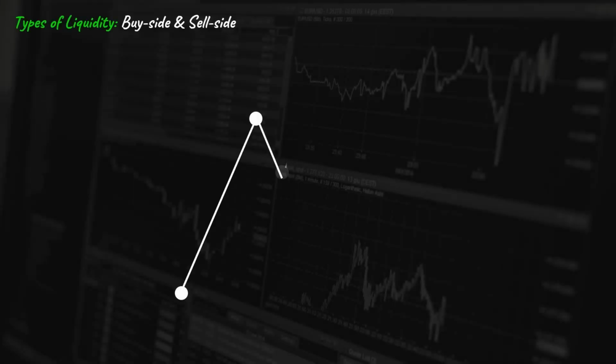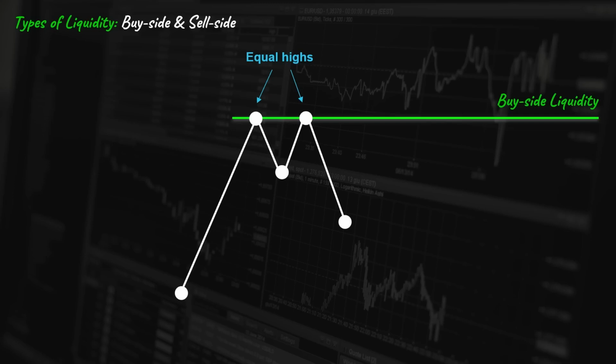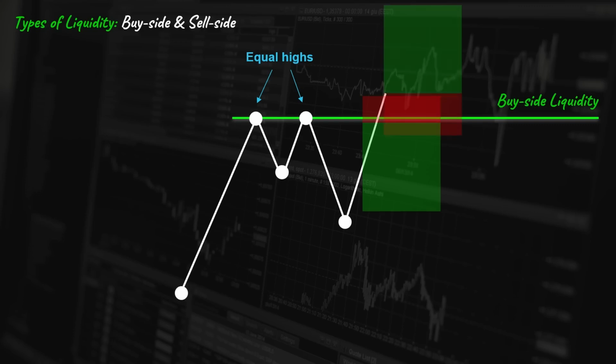There are two types of liquidity in the market: buy-side and sell-side. Liquidity above a high or a group of highs represents buy-side liquidity. When the price approaches this level, the bearish traders will go short, or they will protect their previously opened short positions. On the other hand, the breakout traders will go long if the price breaks through this level.